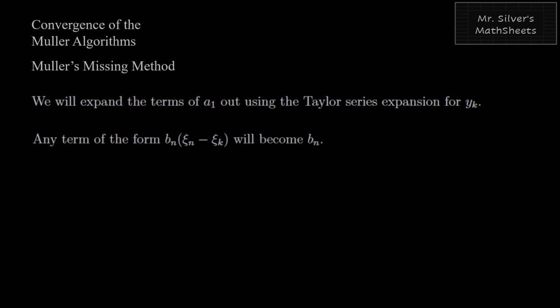So when you do the math, if you see any term of the form bn times xi n minus xi of k, where k could be n minus 1 or n minus 2, it will cancel out, it'll divide out, and you'll just get the constant b of n coming out of it. Likewise, any term of the form bn times xi n minus xi of k raised to the second power will cancel to become 0.